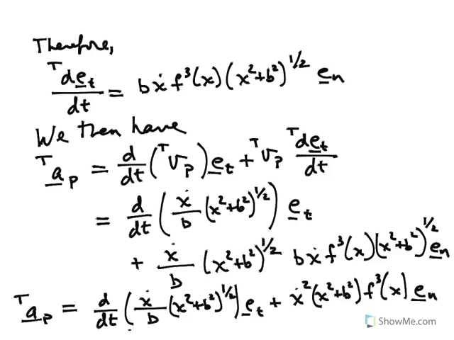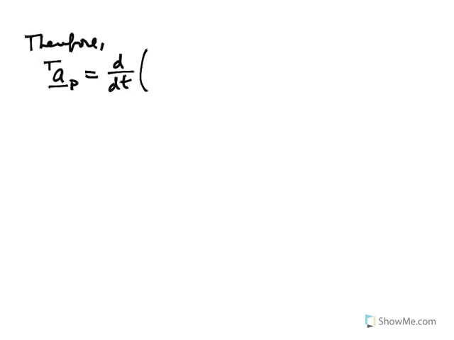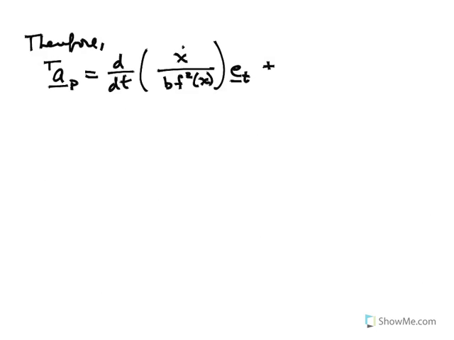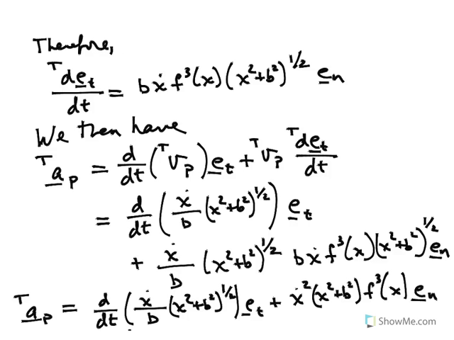Now, you'll see that there's an x squared plus b squared to the 1/2, which puts an f squared in the denominator because I defined f squared to have a negative 1/2. So this gives me x dot over b times f squared of x times e_t. And then, if you look here, I've got f cubed of x times x squared plus b squared. So x squared plus b squared is f squared in the denominator. So then I get plus x dot squared, all divided by, I've got an f squared in the denominator.